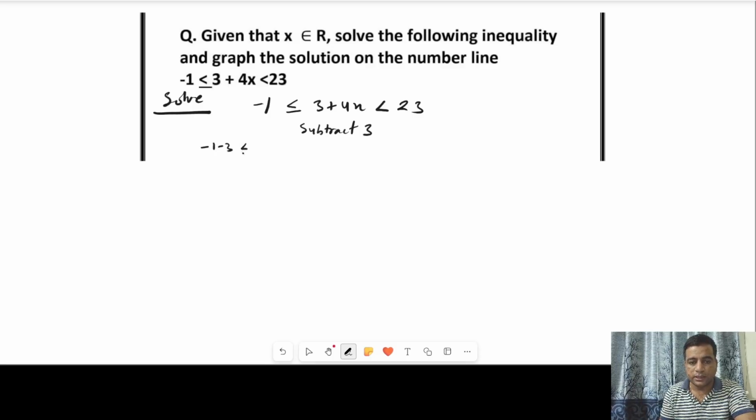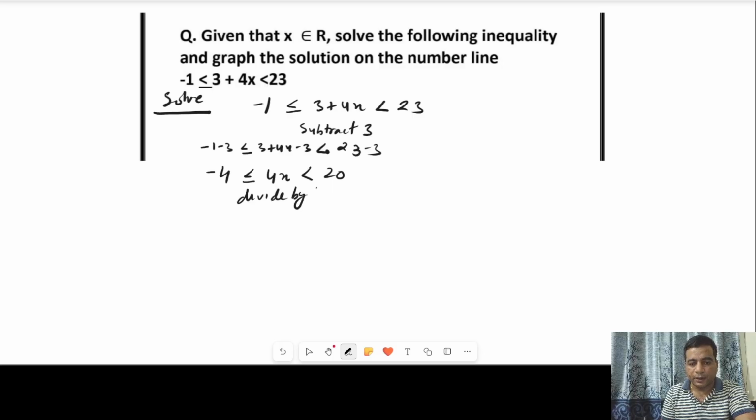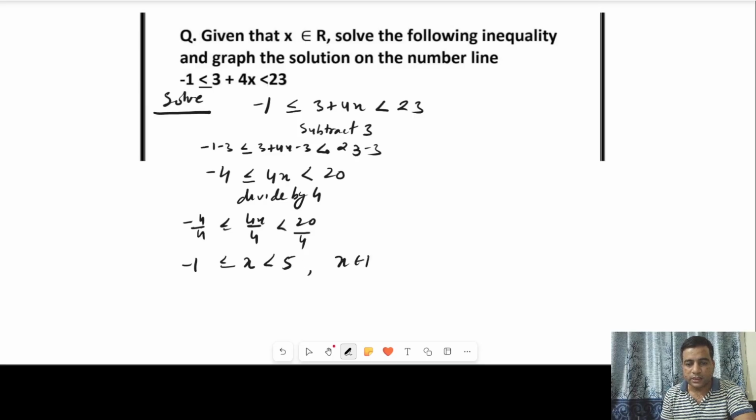Minus 1 minus 3, and 3 plus 4x minus 3, and 23 minus 3. Minus 1 minus 3 is minus 4, which is less than or equal to 4x, and this is less than 20. Now divide by 4. If you divide by a positive number, then the inequality remains unchanged. So minus 4 by 4, 4x by 4, and 20 by 4. This is minus 1 less than or equal to x, and this is less than 20 by 4, which is 5. And it is given that x is a real number.